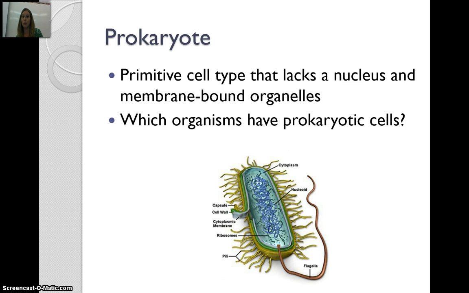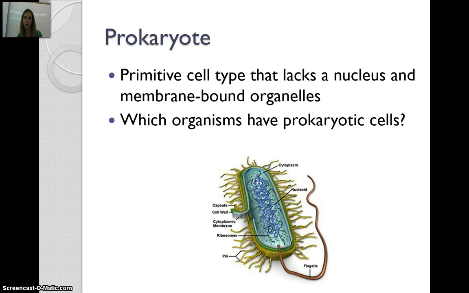Okay. Hopefully this is a review, but there are two types of cells, prokaryotic cells and eukaryotic cells. The prokaryotic cells are the most basic and ancient type of cell. They're a primitive cell that lacks a nucleus and membrane-bound organelles. It doesn't have any of those fancy cell parts. It doesn't have a nucleus. It doesn't have the little organelles. It's very, very simple. The only type of organism that is prokaryotic is bacteria.